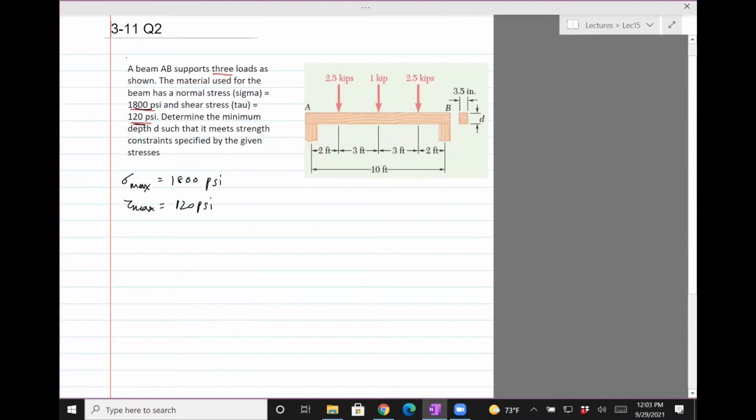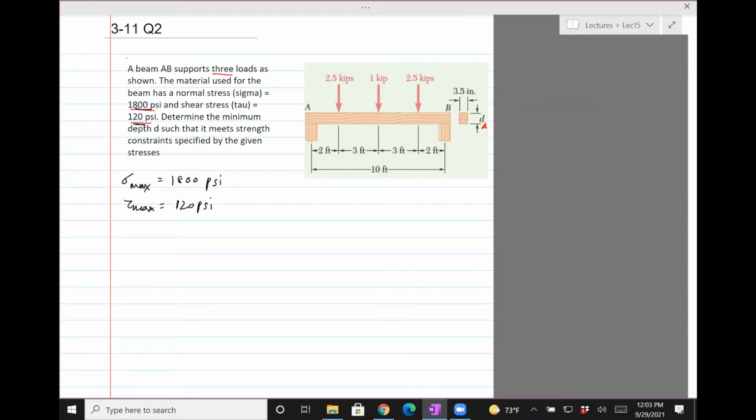Okay, so we are solving this problem now. It's more of a design flavored problem. This is where we're trying to get to in this course, where we find unknowns in terms of dimensions such that they meet certain shear stress or normal stress criteria. Okay, so let's read through it again.